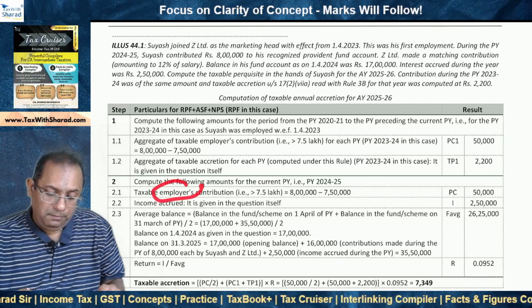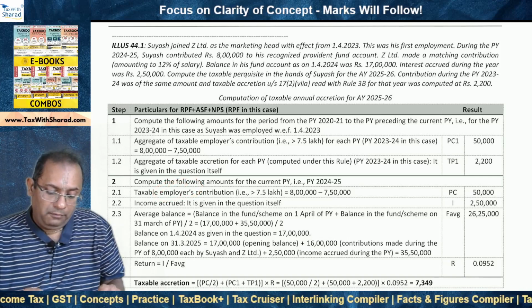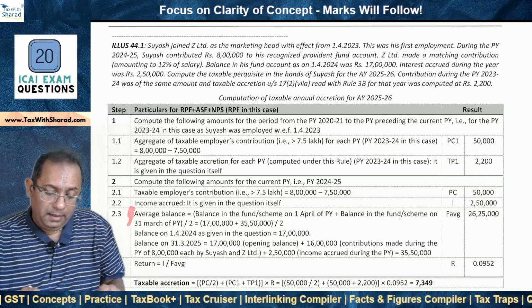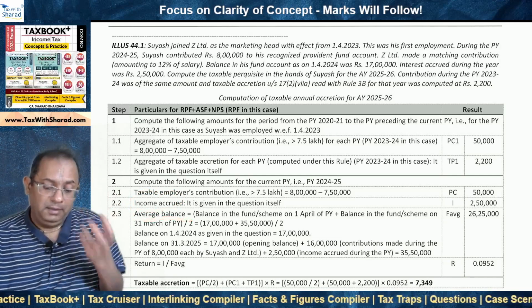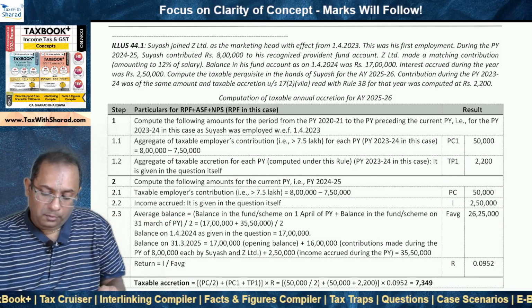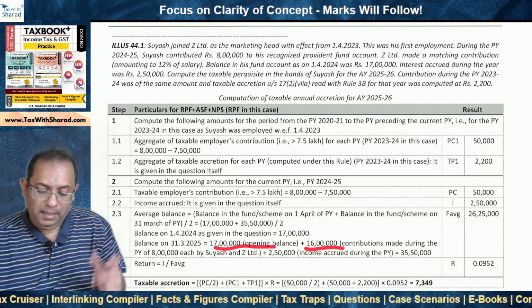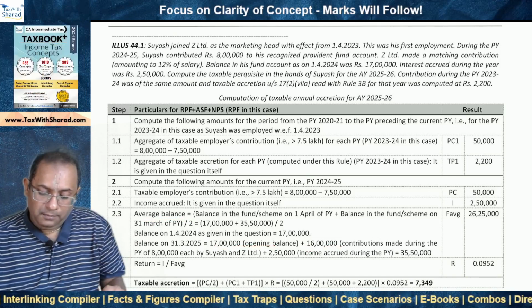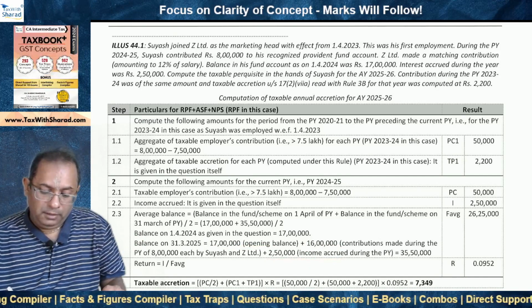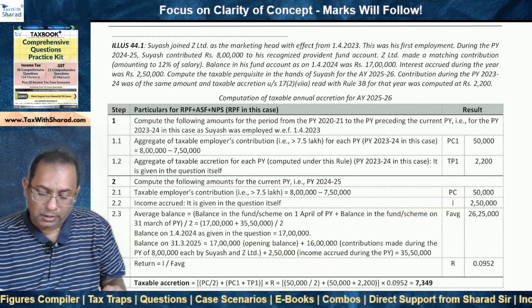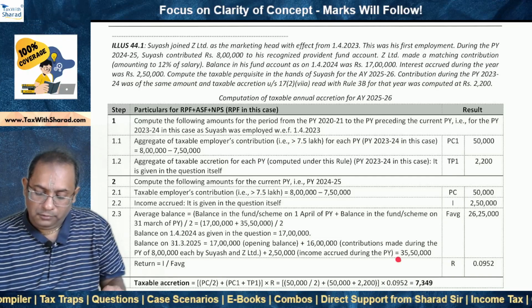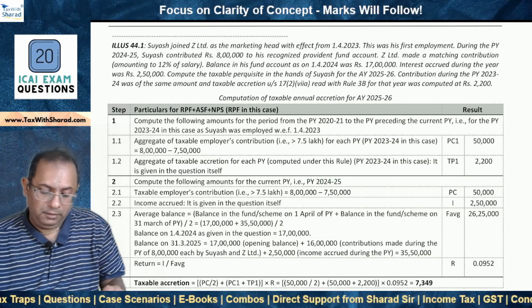Here it is the taxable employer's contribution. Here it is the income accrued in the fund, and here it is the balance in the fund. So opening balance 17 lakh plus 16 lakh contributions, and income accrued is 2,50,000, as given in the question. So this will be the closing balance. So closing balance will be 35 lakh 50,000.